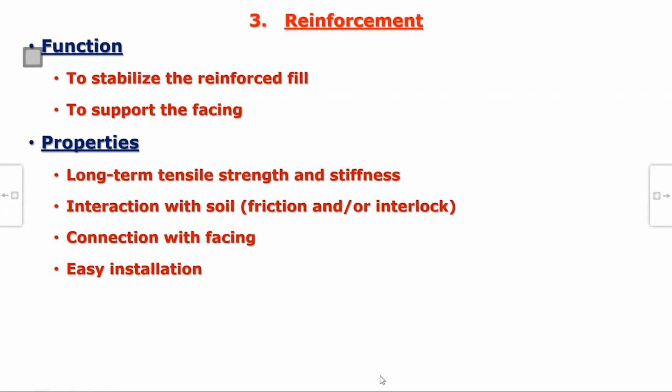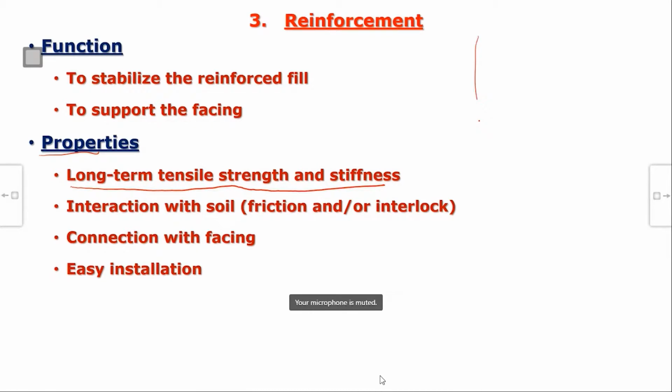And what are the desired properties which we look for in the reinforcement? Number one, long-term strength, tensile strength and stiffness. It must have stiffness so that my deformations are minimum, because I don't want the wall to lean like this.